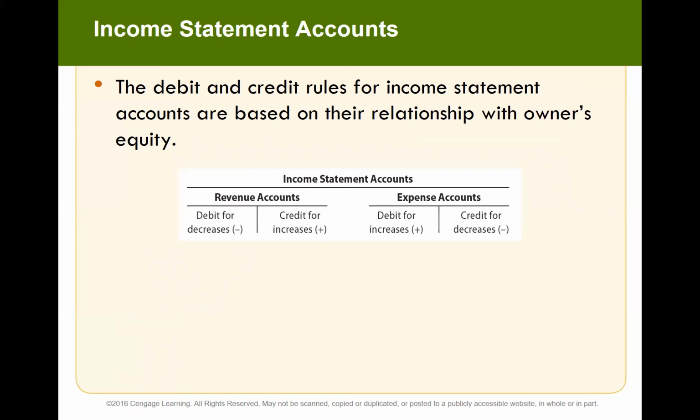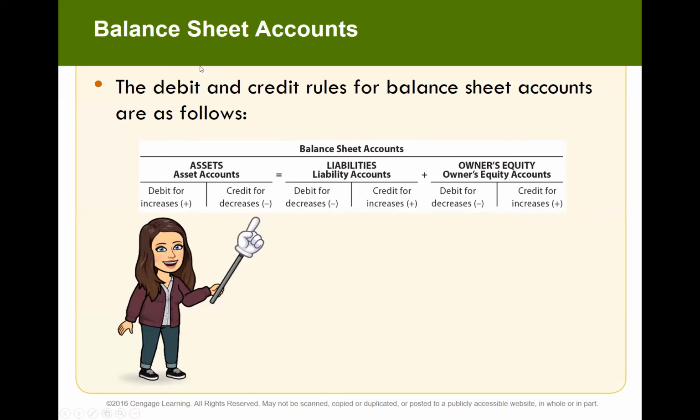So let's move on. Now you have another set of accounts, which is called your income statement accounts. Again, let's go back. These are your balance sheet accounts: assets, liabilities, owner's equity. And each type of account is increased with either a debit or a credit. On this side, assets are increased with a debit. On this side, liabilities and equities are increased with a credit.